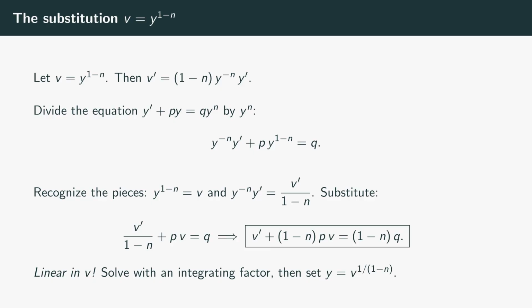Now recognize the pieces in terms of v. The term y^(1−n) is exactly v, and the term y^(−n) y' is exactly v' divided by (1 − n) from our chain rule. Substitute both. We get v'/(1 − n) + p v equals q. Multiply through by 1 − n, and we land on v' + (1 − n) p v equals (1 − n) q. That is a first-order linear equation in v. The nonlinear term has vanished completely. Solve it with the integrating factor, then raise v back to the 1/(1 − n) power to recover y.